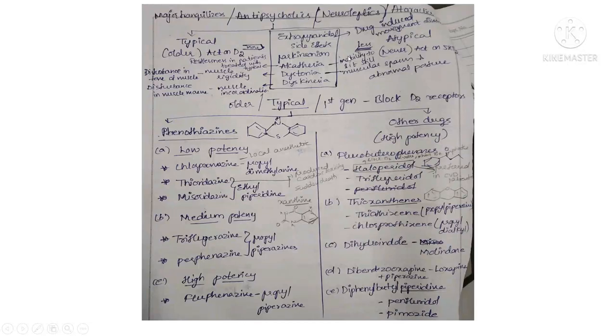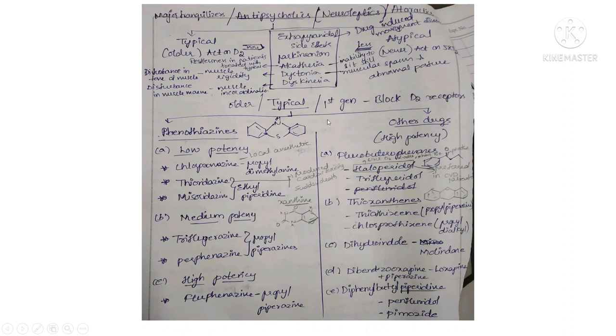By using these drugs, we get some extrapyramidal side effects, nothing but drug-induced movement disorders. They are Parkinsonism, akathisia, dystonia, and dyskinesia. Akathisia is restlessness in patients treated with these typical drugs, and also inability to sit still. Dystonia is disturbance in tone of muscle, nothing but muscle rigidity. And dyskinesia is a condition in which there is muscle incoordination. These side effects are more with typical antipsychotics, and less with atypical antipsychotics.